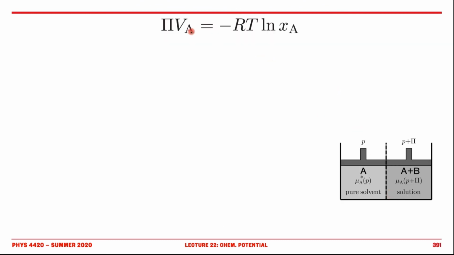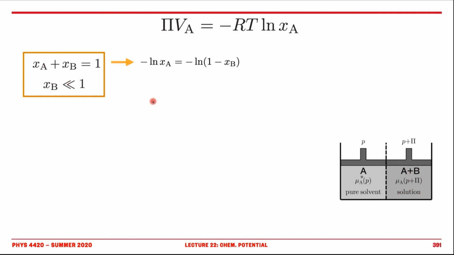We're almost there. Let's try one more thing, because what I'm really interested in is to do this as a function of the amount of B molecule, not so much A molecule. So first of all, the total number of moles does not change, so XA plus XB is equal to 1, and we know that the amount of B is very small. We just have a tiny fraction of B inside the solution. That means that ln XA is essentially ln of 1 minus XB, right? I replace XA by 1 minus XB.